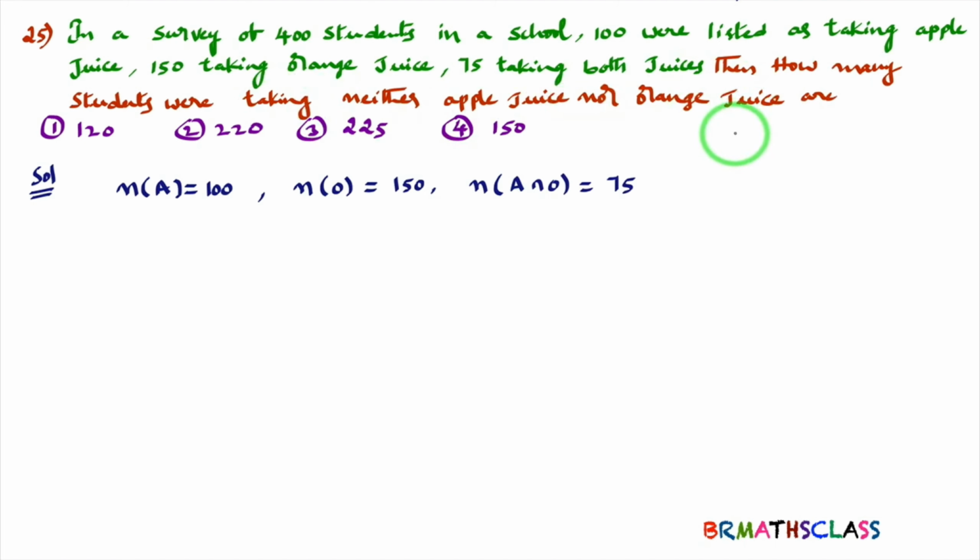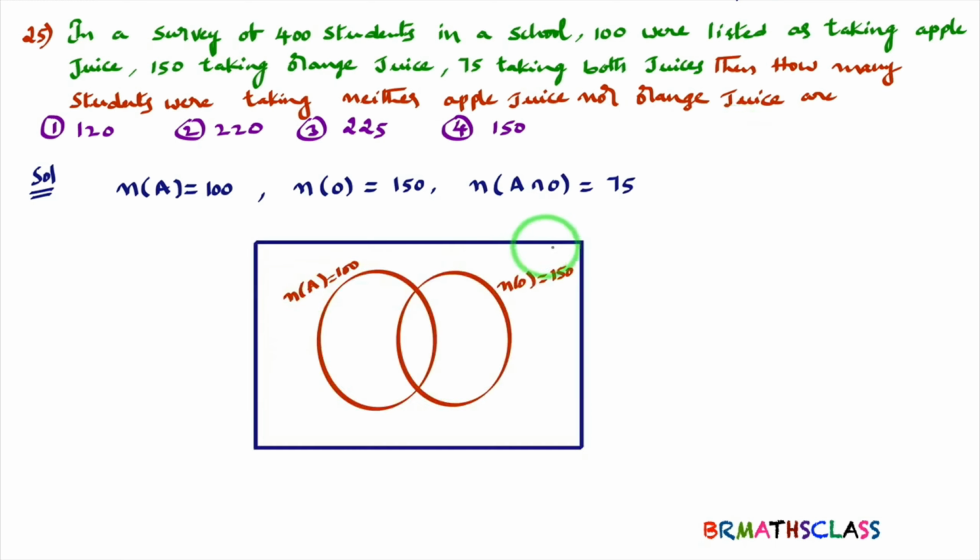We can do this problem very easily with the help of a Venn diagram. You observe here, in total how many students are there in this survey? 400 students are there. This rectangle box contains 400 students. Please try to understand this. Now what they are saying: the number of students who are taking apple juice is 100, who are taking orange juice is 150, who are taking both. In this Venn diagram, where is the area for both? See, this zone is both. So what they have given is 75. As the number of students who take apple juice is 100, this full circle is 100. In this part is 75, which means this part will be 25 only.